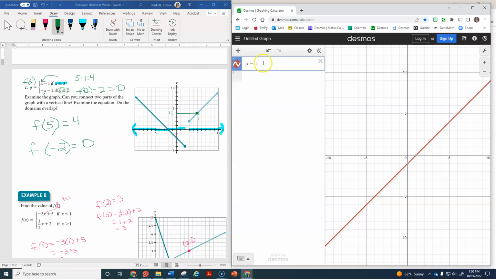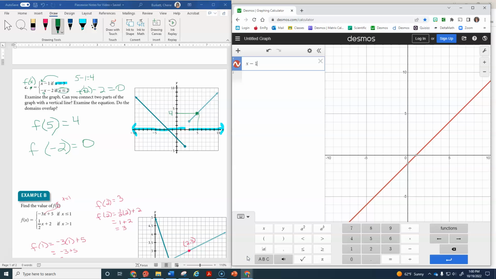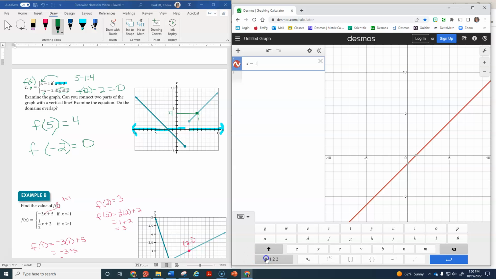So what we're going to do is be sure you use the correct symbol, and it's this curly brace thing right here. You don't have to open this keypad. I'm just opening it so you can see what I'm typing in on my keyboard.